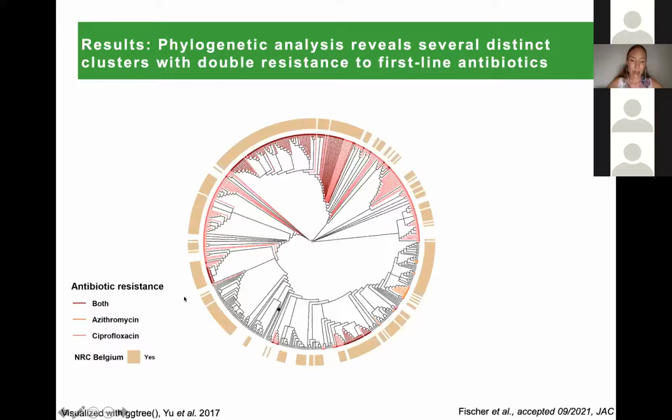In the beige heat map, you can see all the samples that came from the Belgian sample collection, and the ones that don't have a color are the ones from international sample collections. And here you can already see, as color-coded by antibiotic resistance, that we easily identify 3 clusters in dark red, which are both resistant to ciprofloxacin and azithromycin. And furthermore, we have other clusters resistant to azithromycin and also ciprofloxacin only.